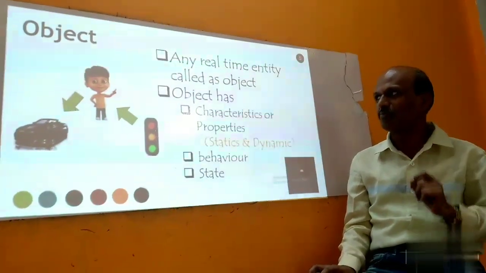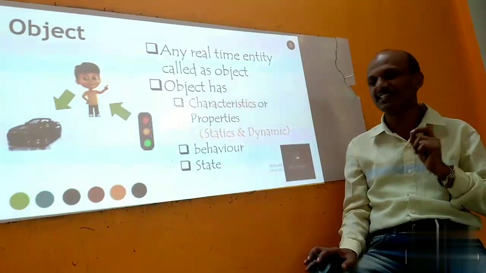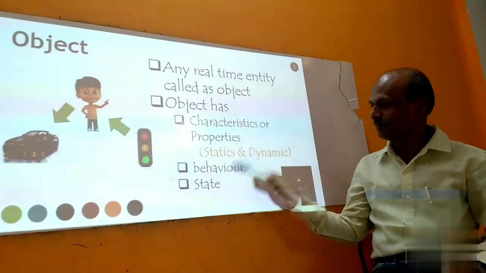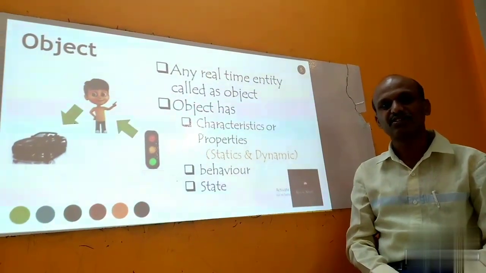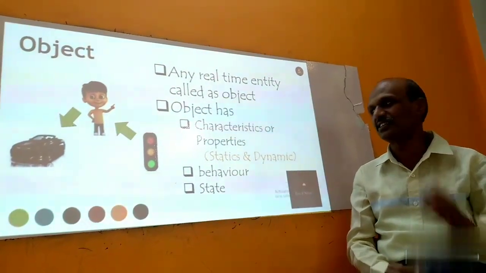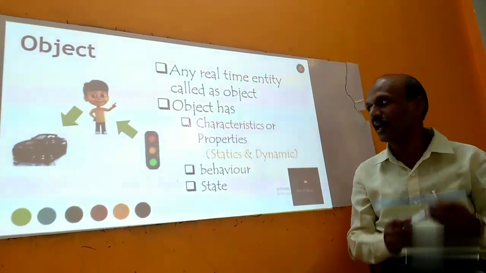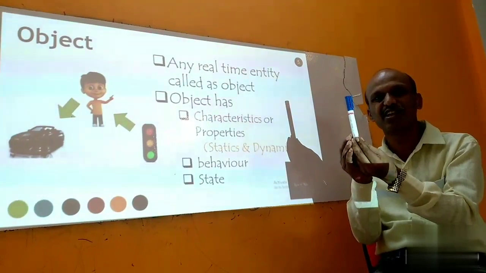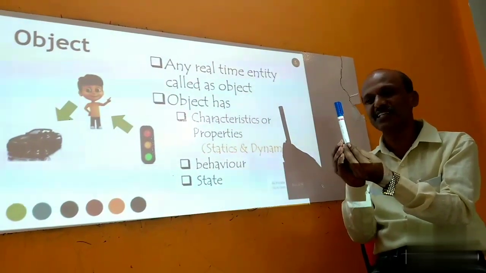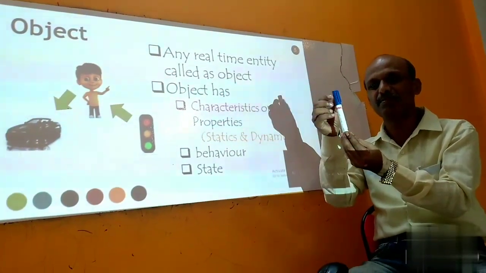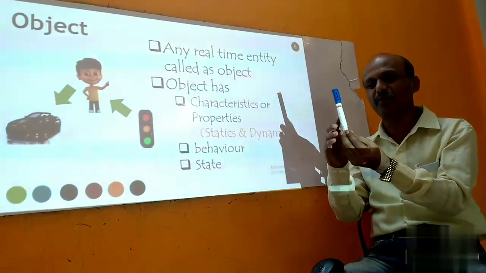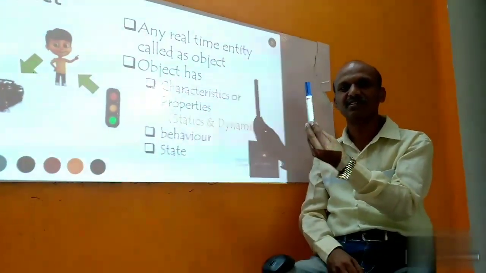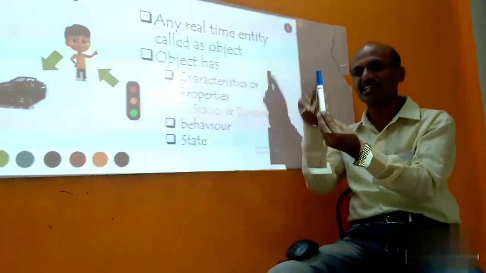Such real-time objects or entities have three things. Number one, characteristics. Number two, the behavior, and the state. So every object has characteristics, behavior and state. We will see them one by one. What do you mean by characteristics or properties? For example, consider this pen. This pen is also a real-time entity. This pen has certain characteristics such as its color is blue and white. It has properties such as it is 5 centimeter long, or it has a height of 5 centimeter. So this is a real-time object, and it has so many characteristics.